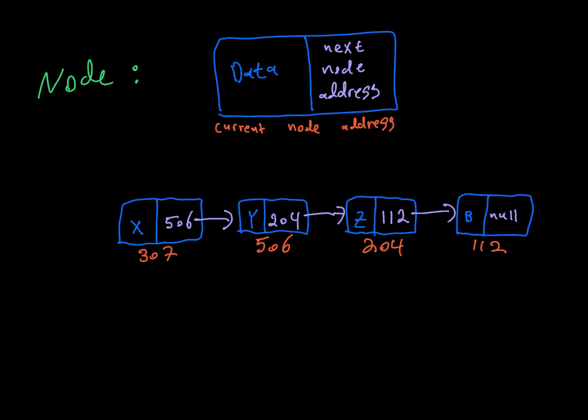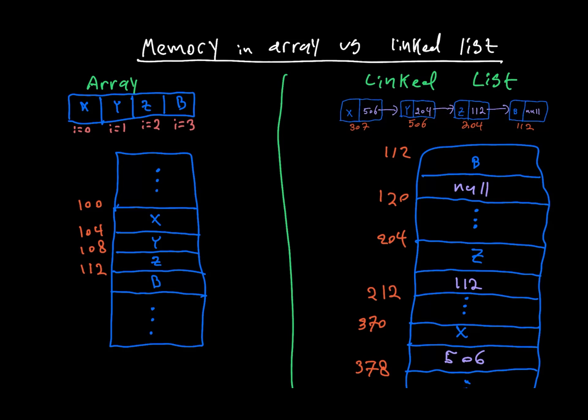Something else that is useful for visualization is we like to talk about something called head. This is just pointing to the address of our first node. If we compare memory addresses in arrays versus linked lists, we see over here for the array that the array is stored contiguously in memory.